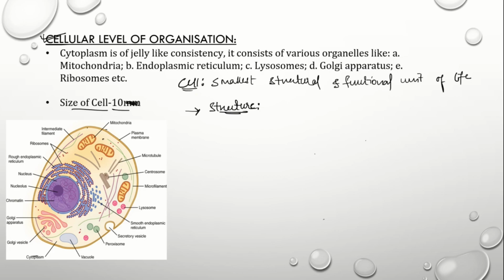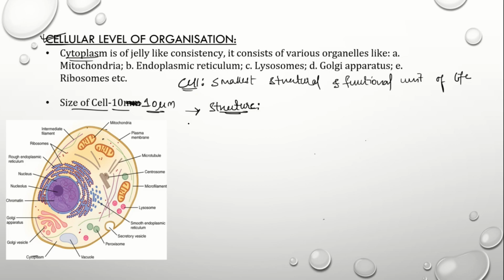The size of the cell is 10 micrometer and not 10 millimeter. It's written wrong; the size of the cell is 10 micrometer. And the second point: there is a jelly-like consistency fluid present inside the cell that we call the cytoplasm. We can call it cytoplasm or cytosol.